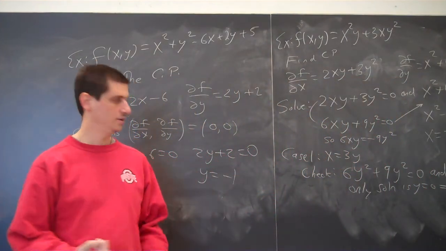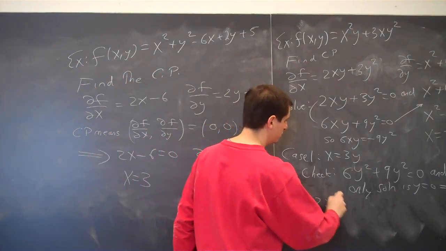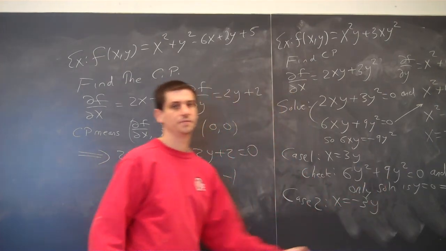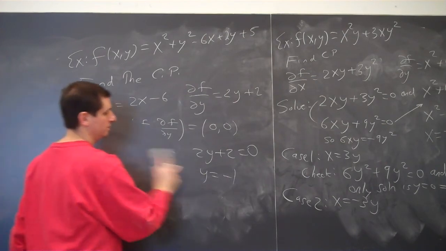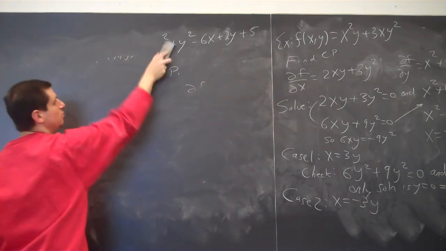Alright, that's case 1. Case 2, I'm not going to bother doing it, is just now x equals negative 3y, and you argue very simply. Okay. So, the algebra can get a little bit more involved.